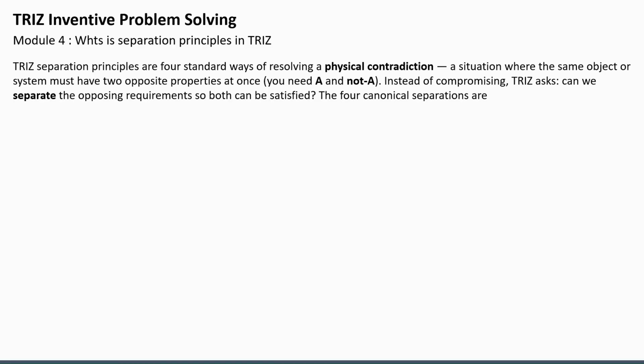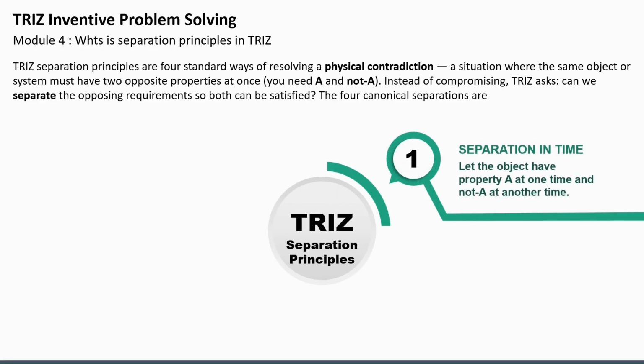Now these physical contradictions need to be handled using four standard separation principles. Let's understand what those four standard separation principles are. The first standard separation principle is separation in time. And what do we mean by separation in time? Let the object have property A at one time and not have that same property A at another time. And this is what we call a separation principle.